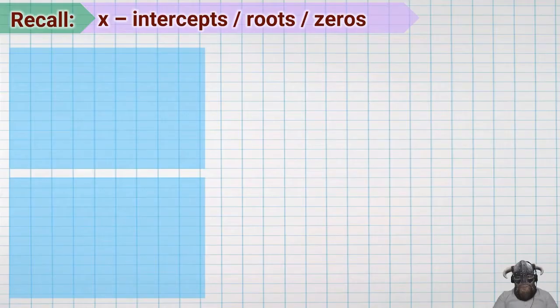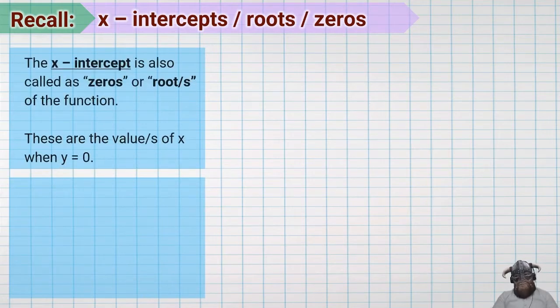So just to start, let's have this recall. We have x-intercept, roots, or zeros. Once again, the x-intercept is also called zeros or roots of the function. Itong tatlong words na to is magkakapares lang. These are the values of x when y is equal to 0.